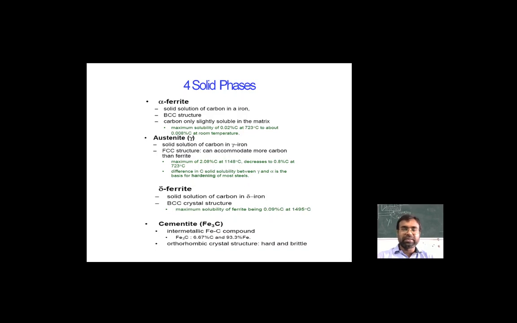So as you can see, the difference in the carbon solid solubility between the gamma and the alpha is the basis of the hardening of the steel. Obviously, as we talked about, when we increase the percentage of the carbon in any material, it generally increases the hardness of the material, and that is why this particular point is identified.